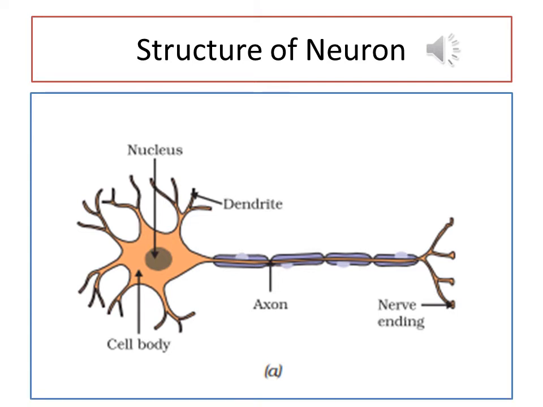The parts of a neuron are dendrites and axons, these two parts. As far as dendrites are concerned, they are short, numerous, much branched and contain granules. They carry impulses towards the cyton.